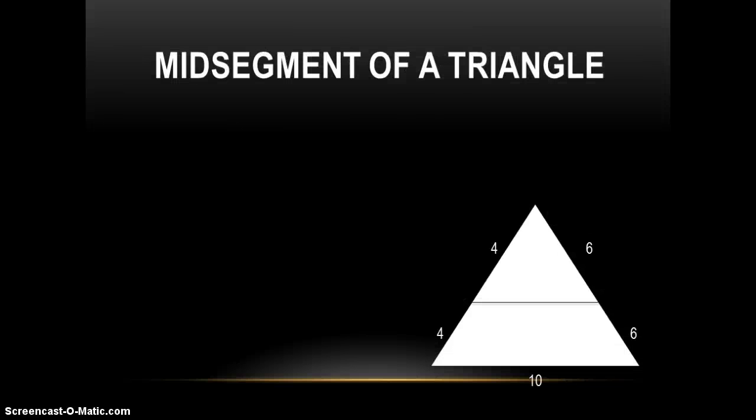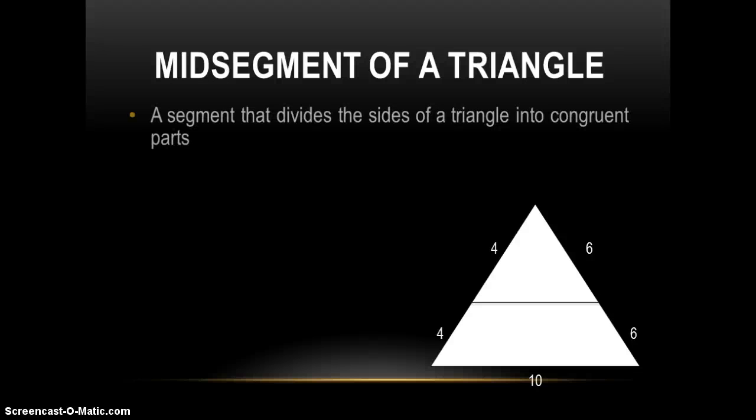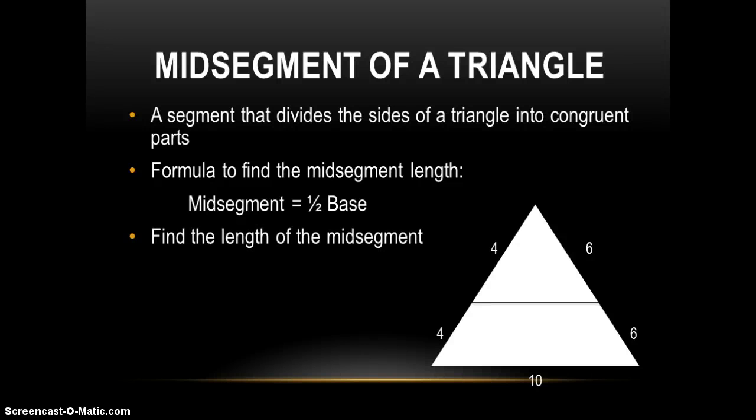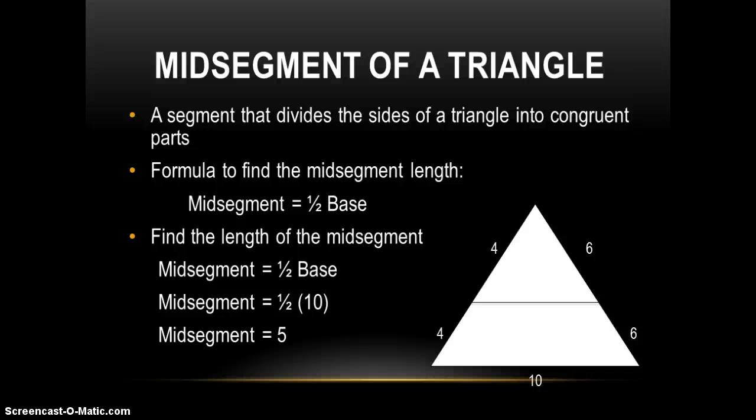The midsegment of a triangle. Midsegment is a segment that divides the sides of a triangle into congruent parts. The formula to find the midsegment length is midsegment equals 1/2 the base. And the base is the side that's parallel to the midsegment. Find the length of the midsegment. The midsegment equals 1/2 the base. So the midsegment equals 1/2 of 10, which would equal 5.